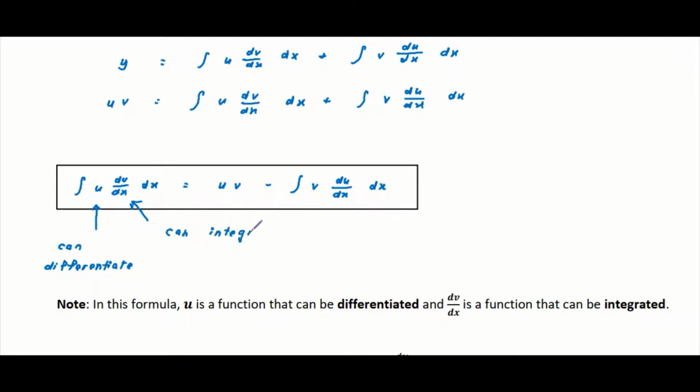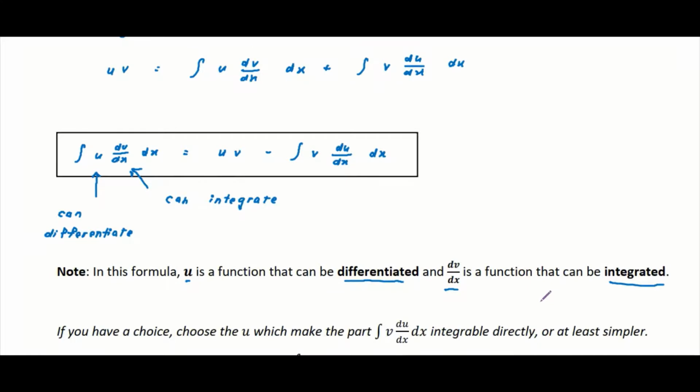Okay, if you have your highlighter, I want you to highlight here. So u must be a function that can be differentiated. dv/dx must be a function that can be integrated. Okay, so let's move on to the second tip here.